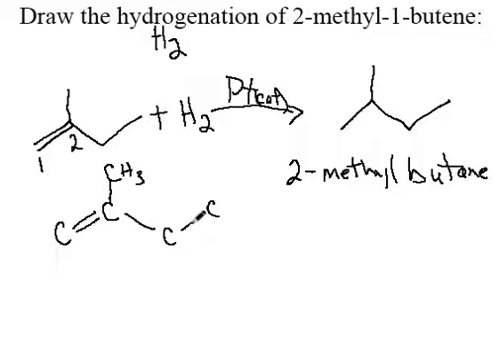This carbon right here has 1 bond, 2 bonds, so it has to have 2 other bonds that have hydrogens on it. This on the end has 1 bond, so this carbon will have 3 hydrogens. And this carbon here has 2 bonds from the double bond, so there will be 2 hydrogens attached to it.